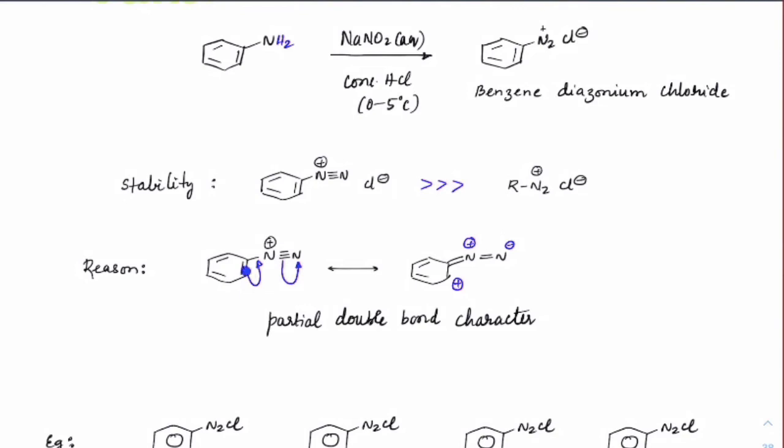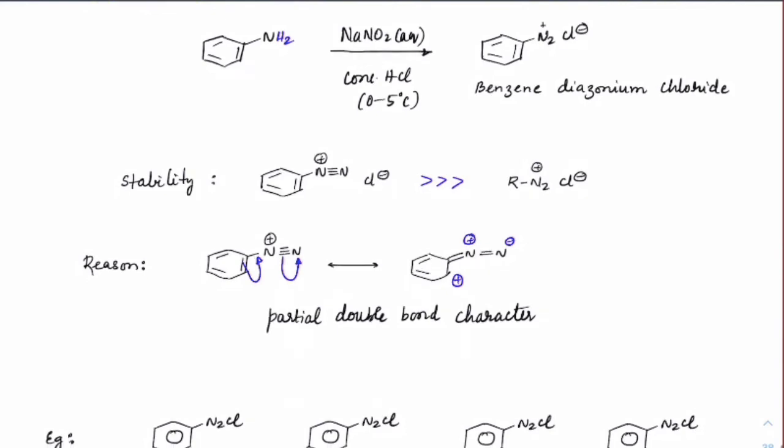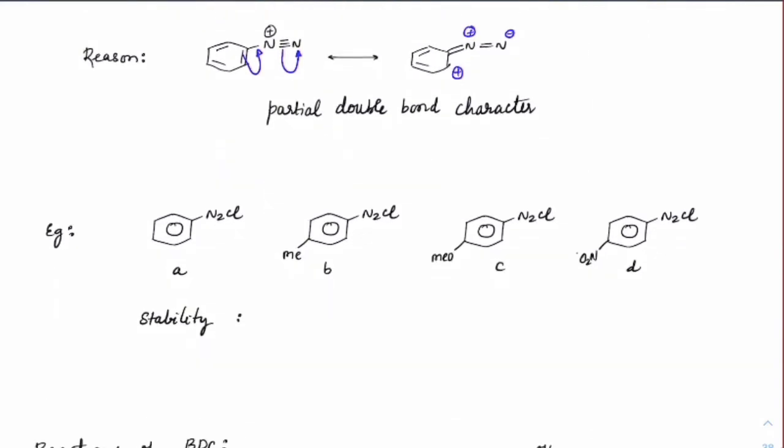So which means if we have any groups which are trying to donate electrons towards N2, that will even stabilize this nature. So if I have these compounds, like these are all different diazonium salts, this is para-nitro, para-methoxy, para-methyl, and all of these are diazonium salts.